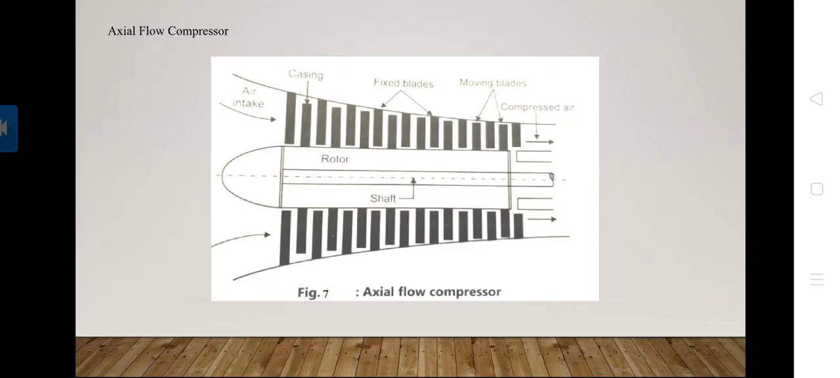and the number of stages used varies from 5 to 14, and it can handle air up to 30,000 meter cube per minute, and it is mainly used in gas turbine plants. Okay, this is all about the axial flow compressor.